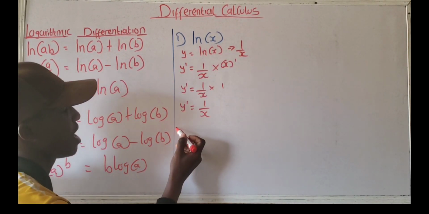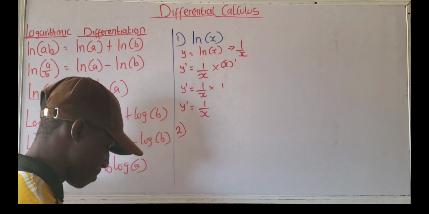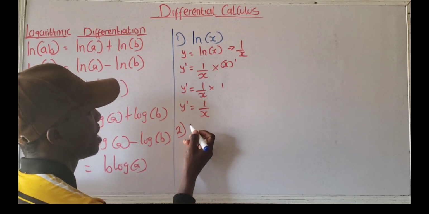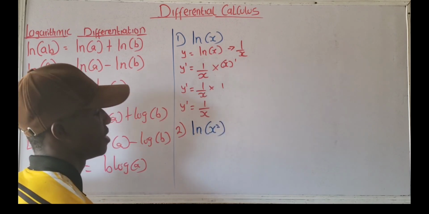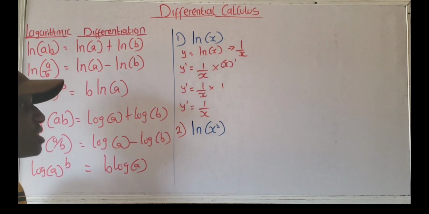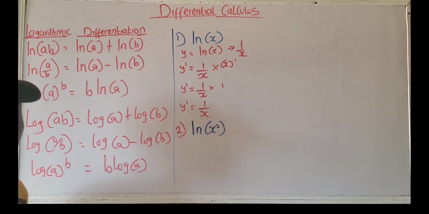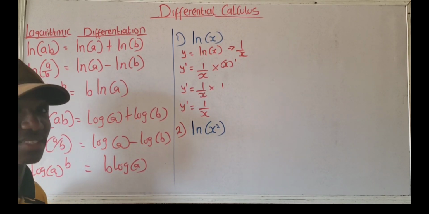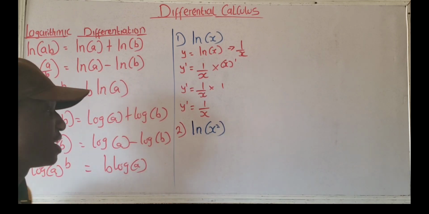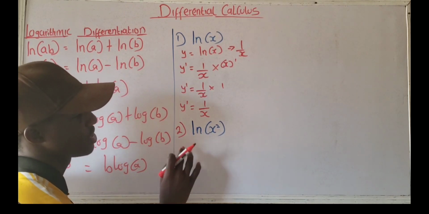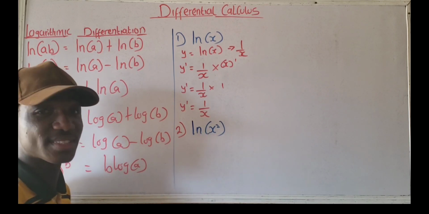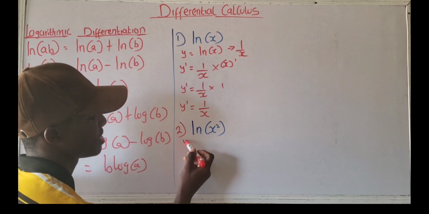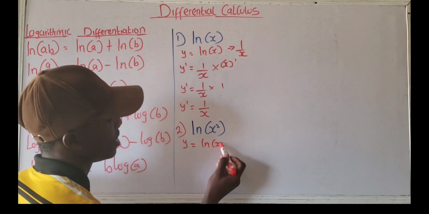Now, let's say we have another function y. Let's say we are asked to differentiate ln x squared. How do we find the derivative of this function? All you have to do is pay attention. All these are simple, so that by the time we delve into a complex example, you are going to understand. All you have to do here is take the inverse of the function inside the bracket. You can see that x squared is the function inside the bracket. So let's say y equals ln x squared.